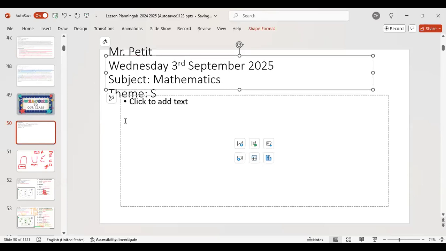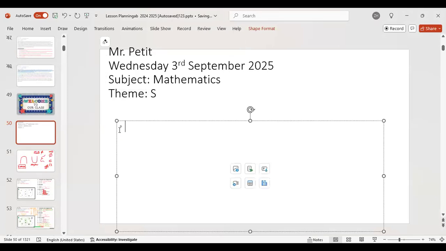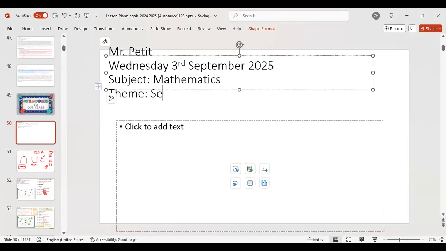All right, so the subject is, someone's mic is on. Make sure your mic is muted, please, if you're not speaking. And again, the theme is set theory.